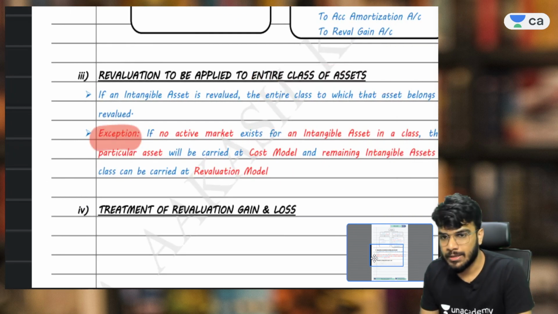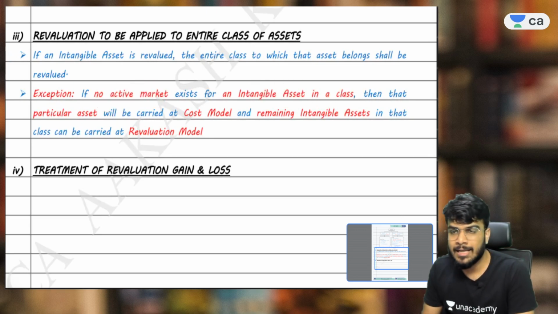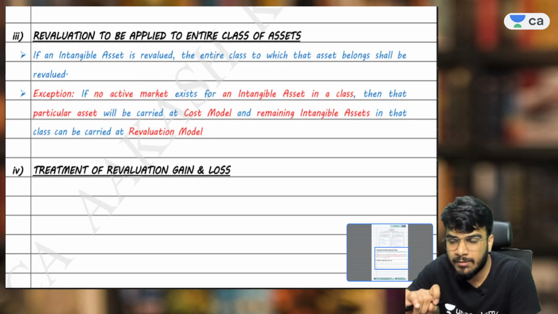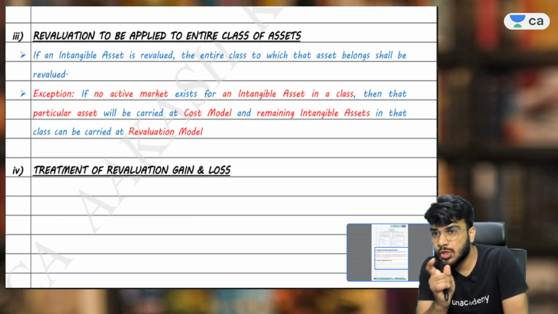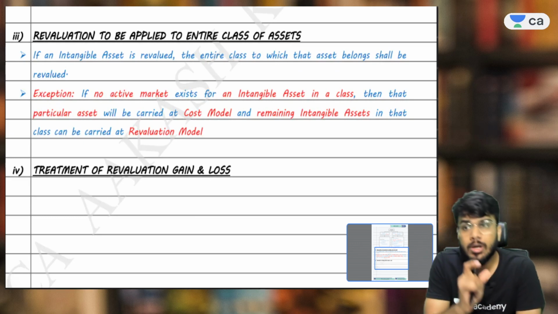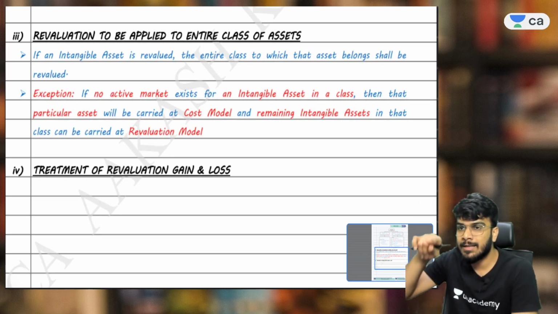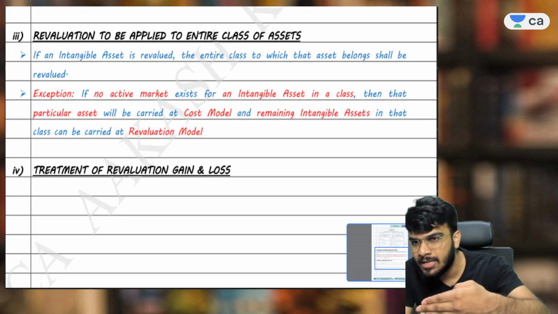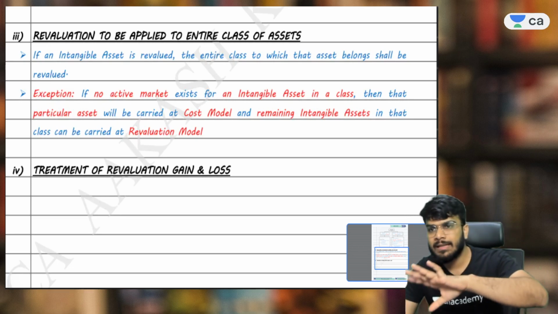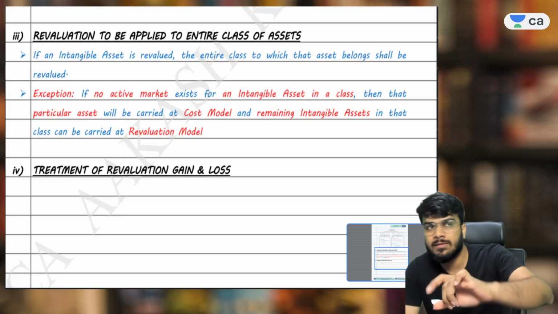There is one exception here. The exception is if there is no active market for an intangible in a class. Let's say in a class you have 4 intangibles. You don't have an active market fair value of 1 intangible asset. For that particular intangible for which you don't have an active market's fair value, you can follow cost, but for the remaining assets in the class you can follow revaluation, right? But if for all the assets in a class you had an active market fair value, then in that case you cannot argue that you want to follow cost for certain assets and revaluation for other assets.